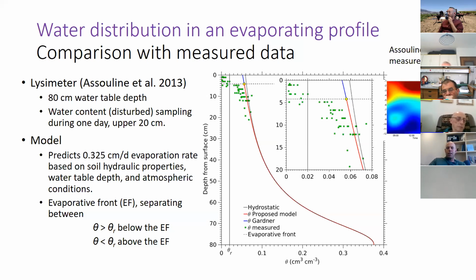It is important to say that there is no inverse in this solution. So there's no data fitting, only taking the soil properties, the atmospheric condition, the water table depth, and predicting the evaporation rate and the water distribution.